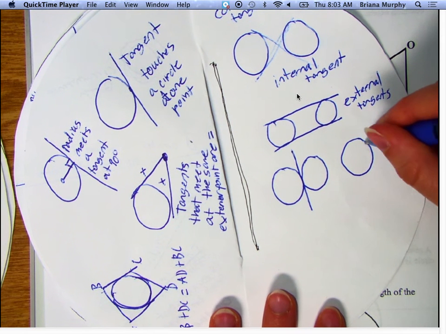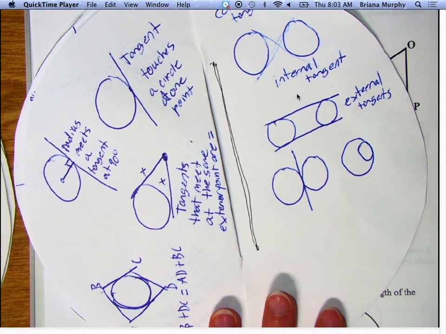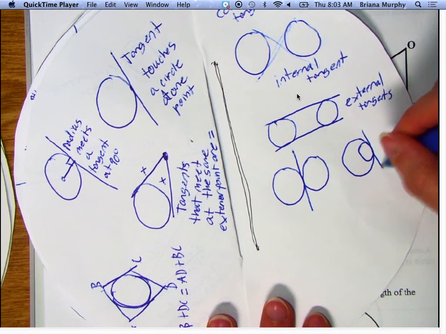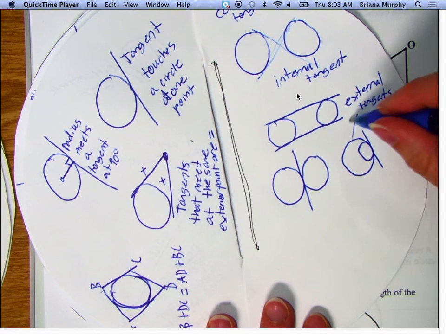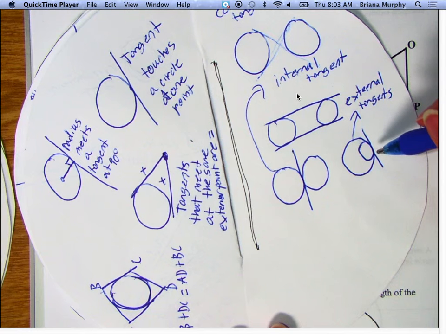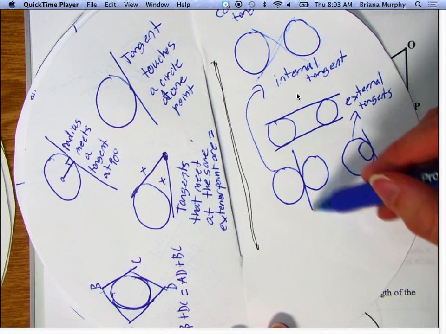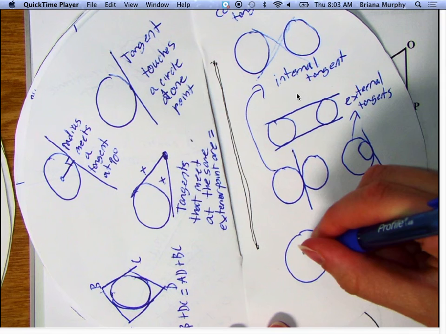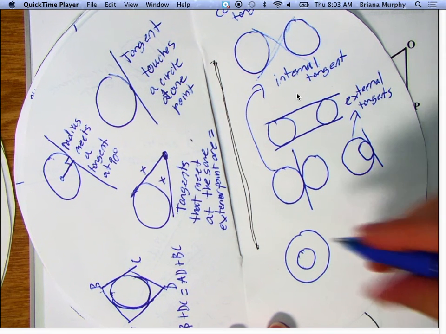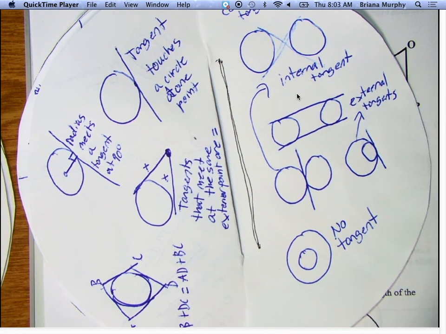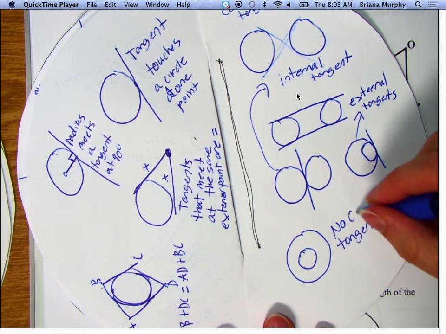What kind of tangent can these two circles have? Internal. It has to be external, because it's on the outside of both of them. This is in between them. You can't get in between these two. What about this? Does this have tangents? No tangents, because tangents have to be on the outside of a circle. So they have no common tangents.